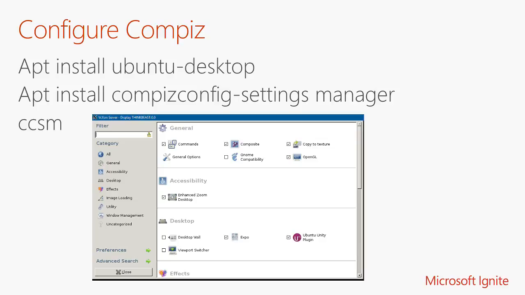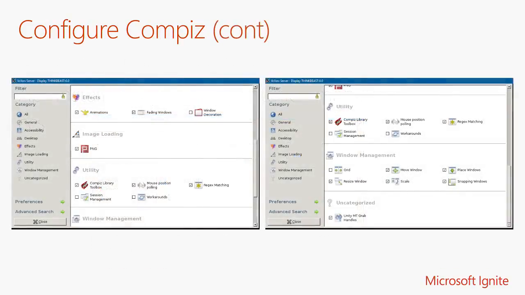And make sure that you go through: enable commands, composite, copy to texture, OpenGL, enhance desktop zoom, expo, Ubuntu Unity plugin, and then there's some more that you need to turn on. Animations, fading windows, PNG, library toolbox, mouse pointing, regex mapping, and then move window, place window, resize window, scale, snapping windows, Unity MT grab handles.